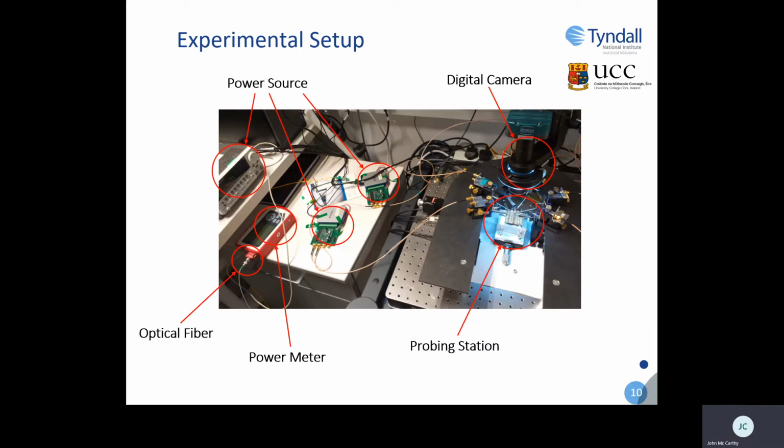So let's look at this experimentally. Here's an image of a typical experimental setup we have in our group. The device itself is placed on the probing station and is viewed through the digital camera. The power sources supply the current, and the optical fiber measures the output of the device. The power of the device is measured using the power meter.